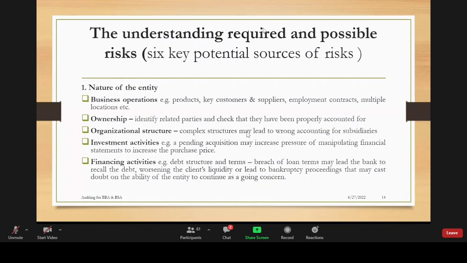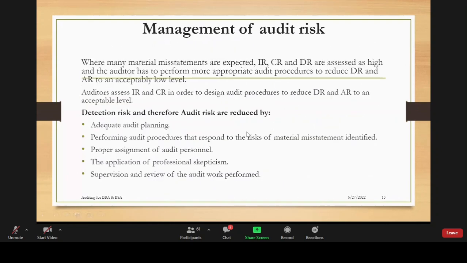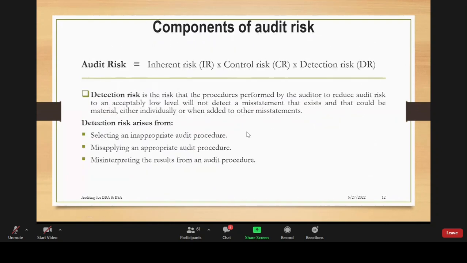Okay, let me first start with this one. Detection risk is the risk that the auditor applies audit procedures but fails to detect a material misstatement. You don't find out that there is an error that was committed or there is fraud that was committed, despite performing all your audit procedures.